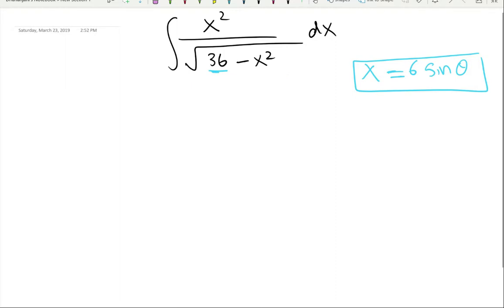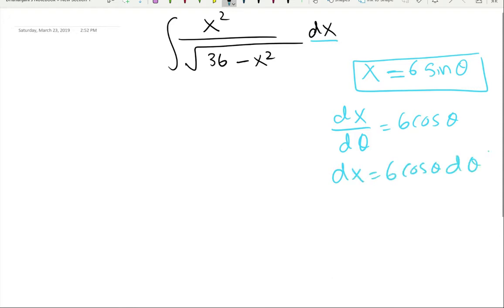Now don't forget you have to replace dx too. So differentiate x, dx over d theta. The derivative of sine theta is cosine theta, so it's 6 cosine theta. So dx is 6 cosine theta d theta.